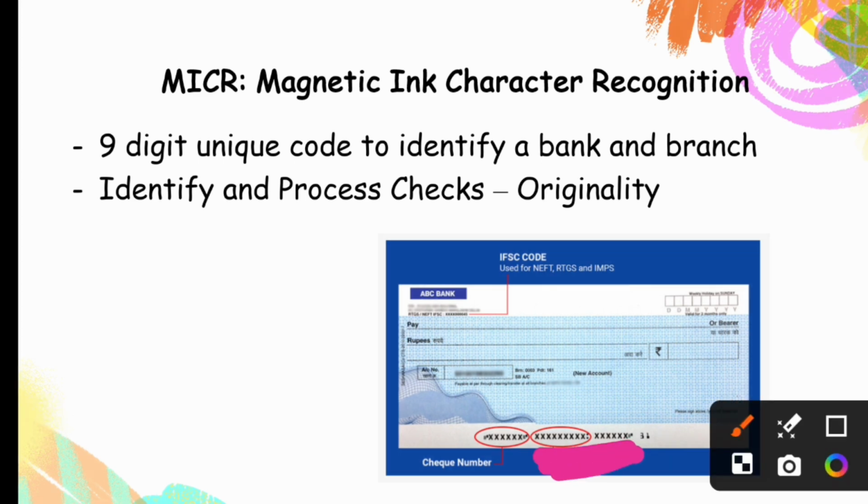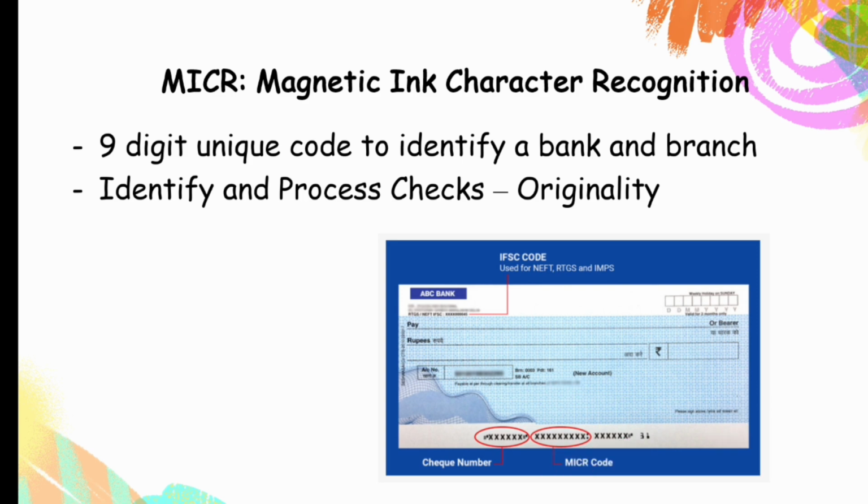So this particular code represents the MICR. It is a 9-digit unique code that identifies your bank and your branch. It checks your originality, whether the check is originally from the bank or not.